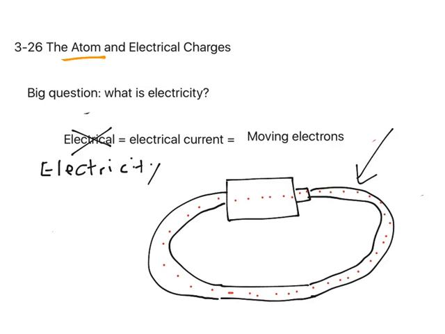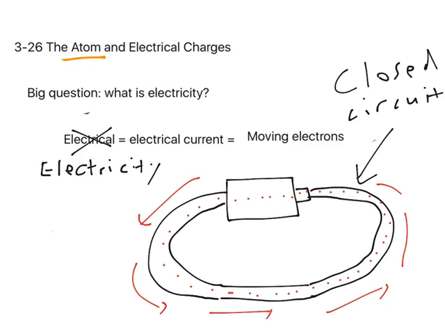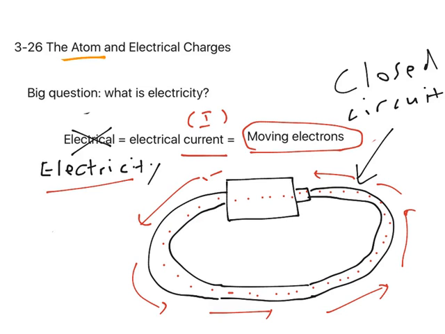When we have a closed circuit like this, all the electrons start moving. They move from one side. You can look at it as they move from one side to the other. Because we have moving electrons, we have electricity. The faster and the more electrons move, the bigger of a current we have. Remember, current is I. So that's it. Electricity is just moving electrons. That's it for today.